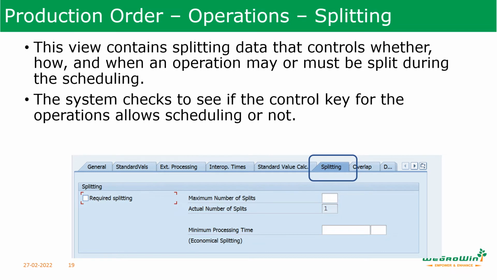For example, instead of having one person for 10 hours, if you put the split as 2, which means I have 2 resources, the system will reduce the time to 5 hours. This is very important for the scheduling activity. So the system will check again the control key for the operation, whether it is allowing the splitting or not, and the scheduling or not.